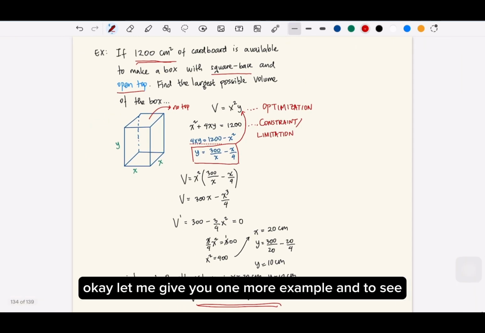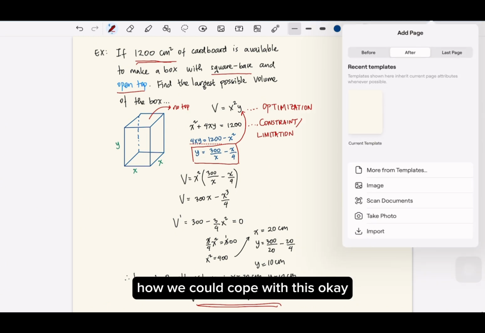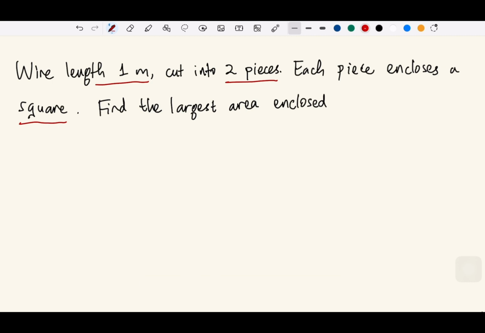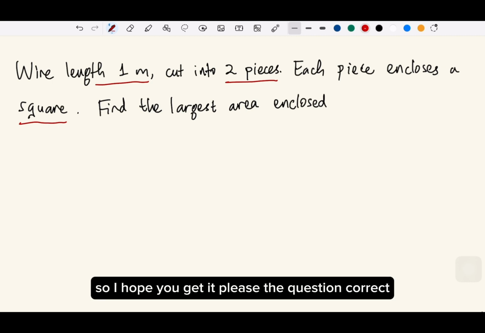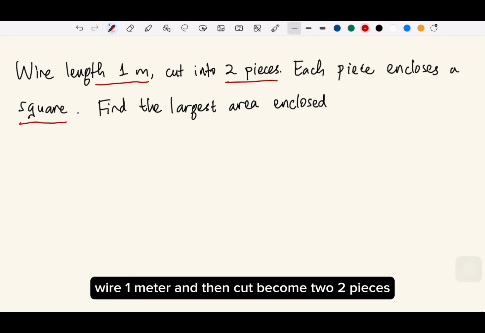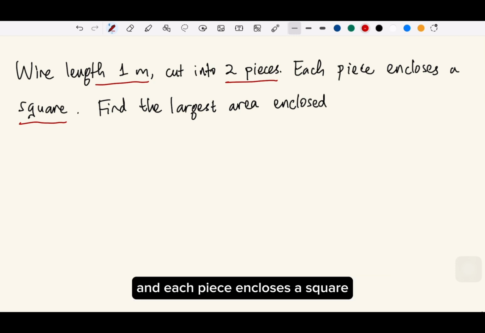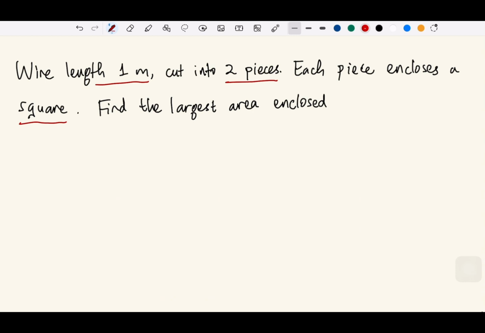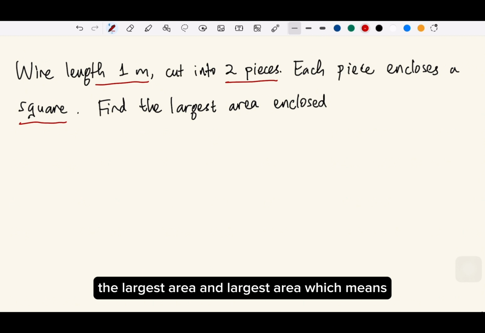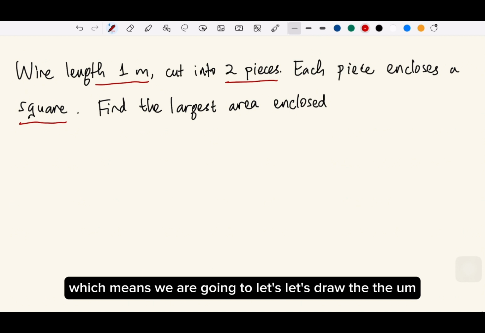Okay, let me give you one more example to see how we could cope with this. Now go back to this one. I hope you get the question correct. So the wire is 1 meter, and it is cut into two pieces, and then each piece encloses a square. So we are going to make a square from each piece of wire that we cut. You need to calculate the largest area, so let's draw the picture first.